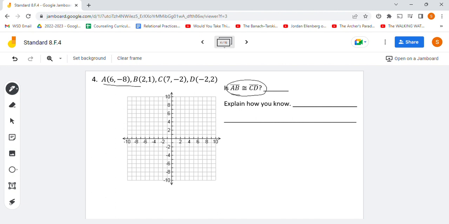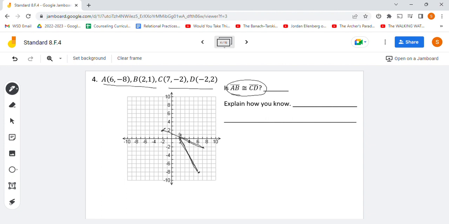Next question is the same question where we're seeing if they're congruent. So let's graph AB. 6, -8 will be right here. And 2, 1 will be right there. So we have a diagonal line this time. And then CD is from 7, -2 to -2, +2, right there. So we've got these two.